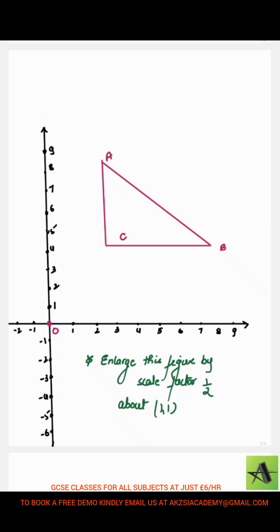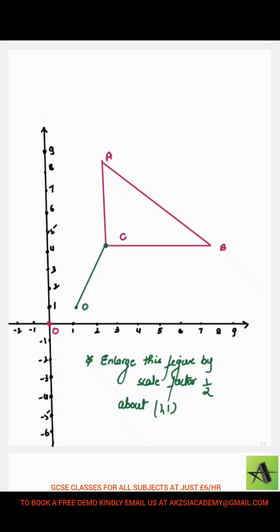So the first thing is to locate the center of enlargement, which is here, 1, 1, and I'm naming it O. We have to do exactly the same thing. That means locate the first point, let's say I'm locating C. We need to join the center of enlargement and the corresponding point. Once it is joined, we have to measure it. Say, for example, I have measured it as 5 centimeters.